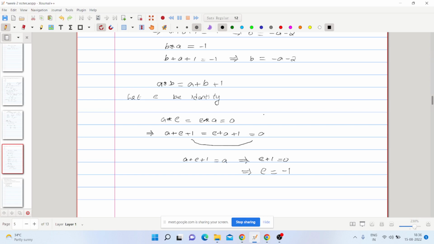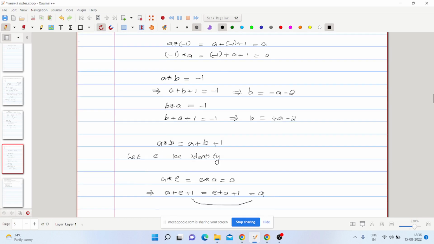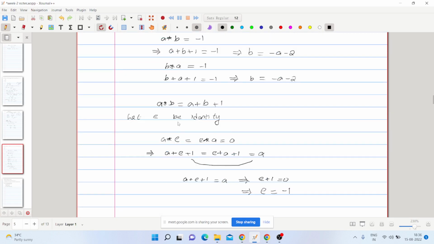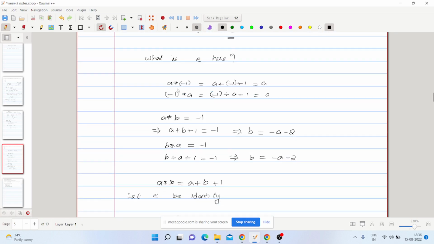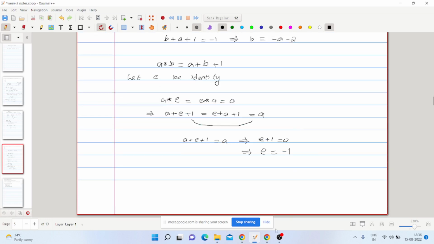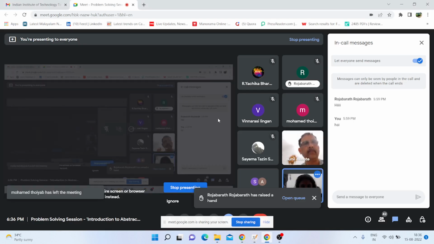In the same way we can solve the other equation also. Again we will get E equal to minus 1. This is how we are getting the identity. Someone told us E is minus 1, that is how I started with minus 1 here. First we need to find the identity and then solve A star B equal to E, and then B is the inverse of A. Is that clear now?